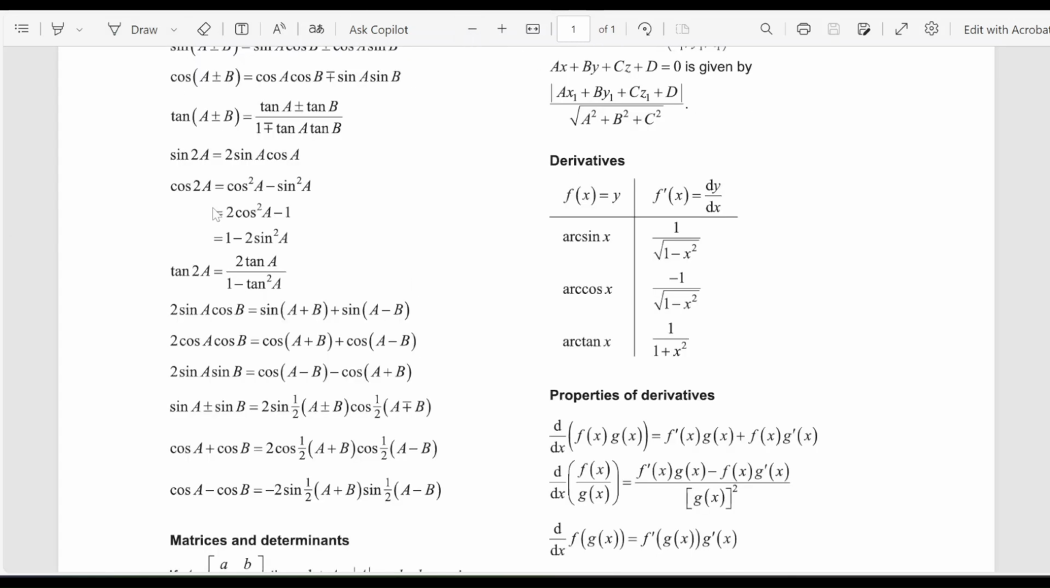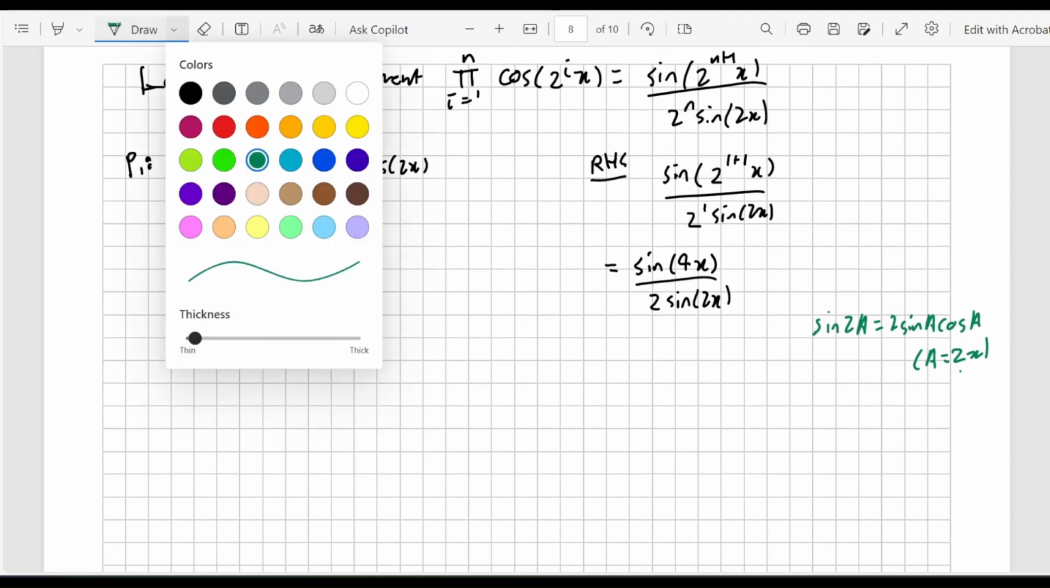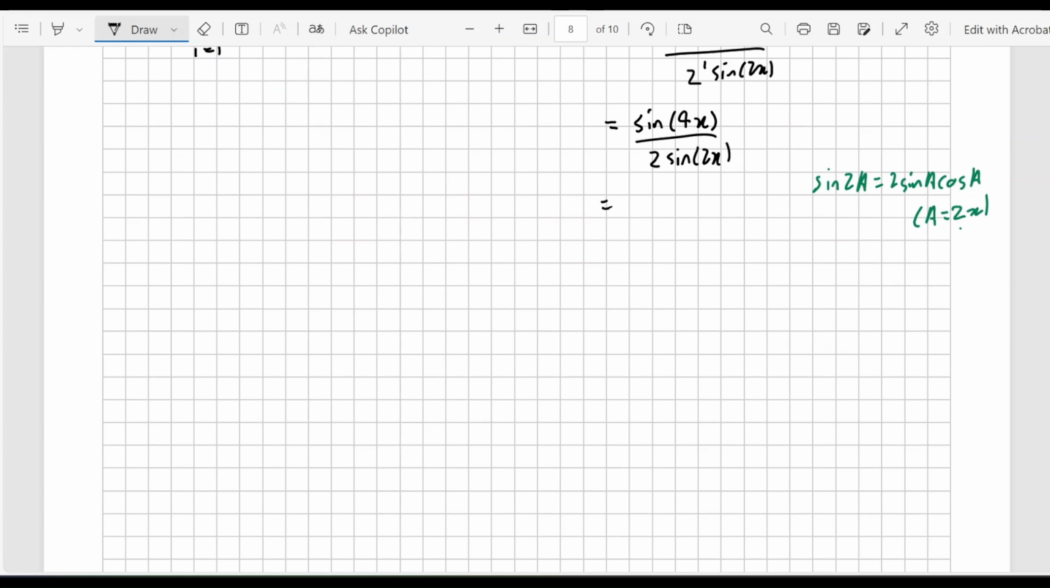All right, so the trig identity we've got to use is this one over here: sine of 2a is 2 sine a cos a. In particular, a is going to be 2x, and we're going to use that on the top. So on the top, that will split up this sine of 4x into 2 sine of 2x cos of 2x, all over 2 sine of 2x. We can cancel out the top and the bottom, the 2's and the sines, and what we're left with is what we want, cos of 2x.